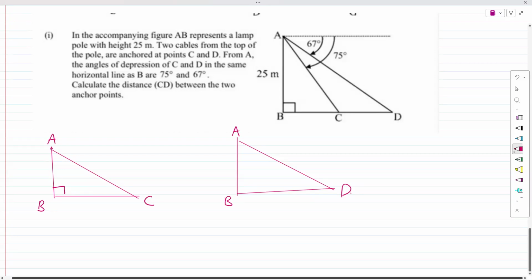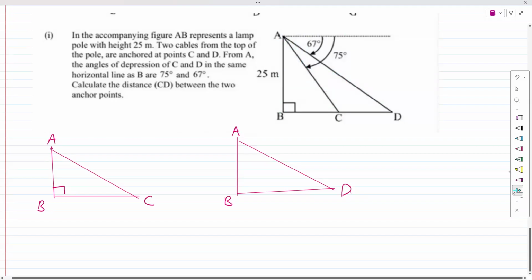Okay, so we good. Now, you guys need to understand we can see ABC and we can see ABD. So there's two right angle triangles. The thing is, they gave us two angles and we don't know what to do with these angles as yet.